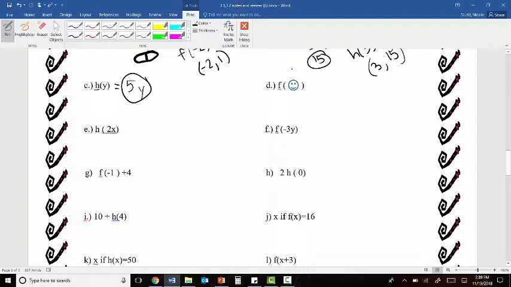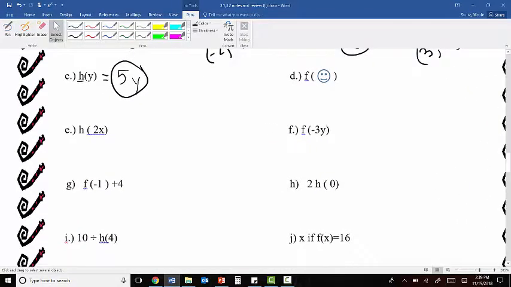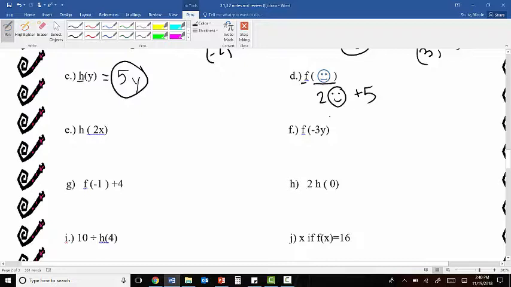Letter D looks very weird because I'm trying to really emphasize this point of simple substitution. So your task is to substitute a smiley face in for x into the f function. So the f function says 2x, or in this case, 2 times a smiley face. So 2 smiley faces plus 5. And obviously you can't do any math with that, so that's just your answer. It's just getting you used to this whole substitution idea, and then doing any math if you can, and if you can't, you just have to stop.